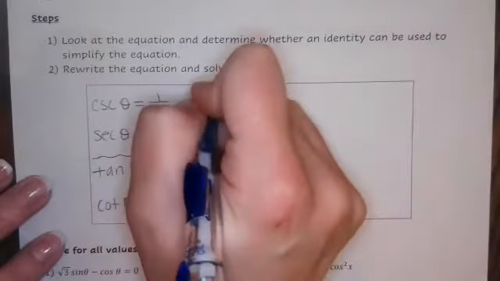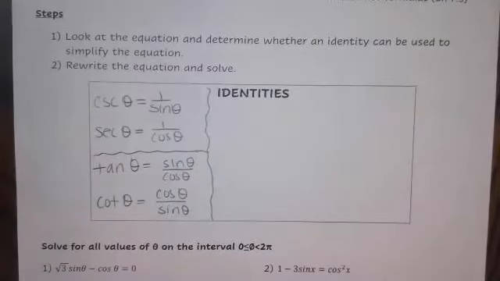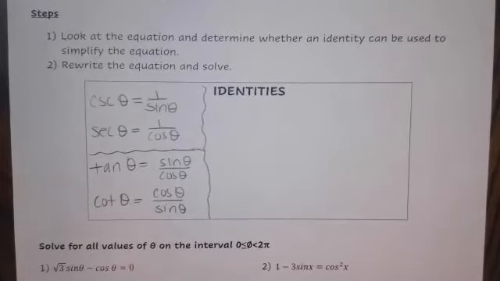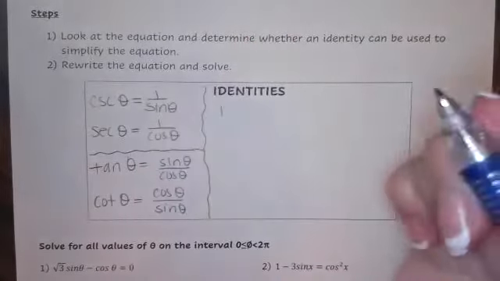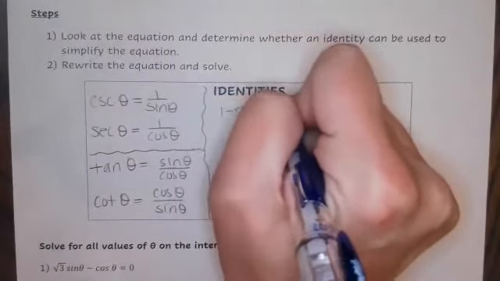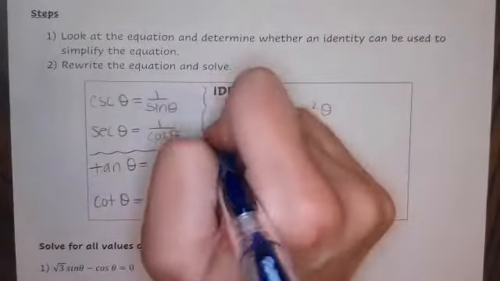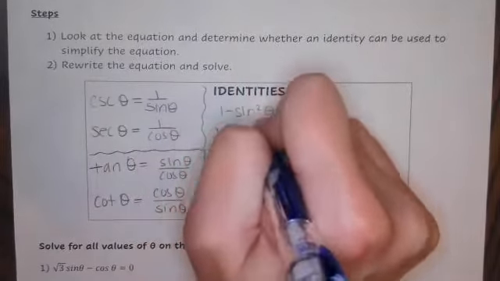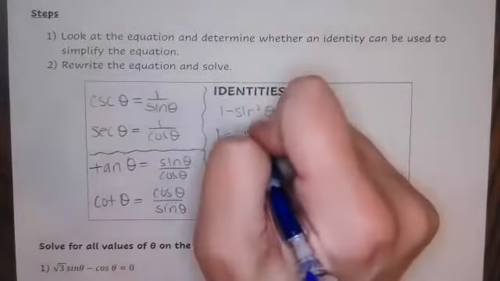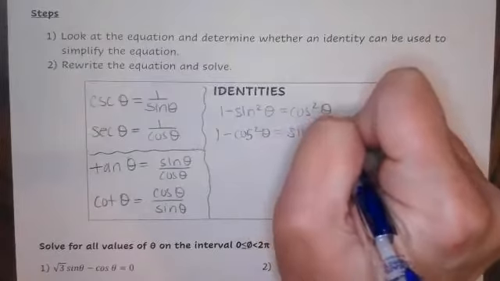So we had gone over these identities quite a bit when we were verifying identities, but these are some that you're going to use quite a bit to solve equations. So make sure that you know those and know those well. The other ones that you're going to want to use are the Pythagorean Theorem ones that we use a lot. That's 1 minus sine squared of theta is equal to cosine squared of theta. And 1 minus cosine squared of theta is equal to the sine squared of theta.